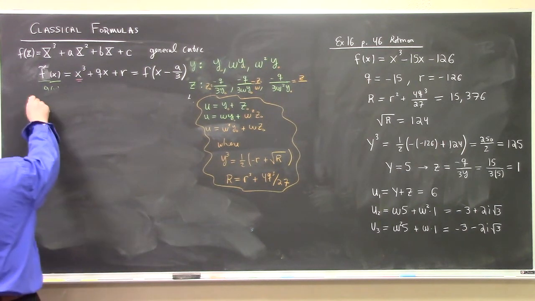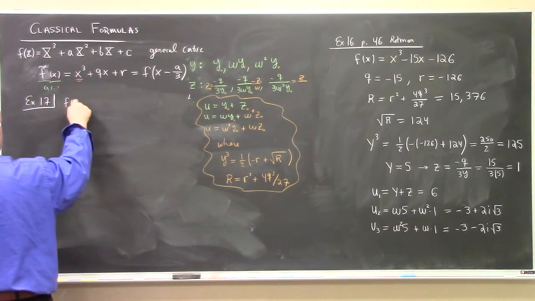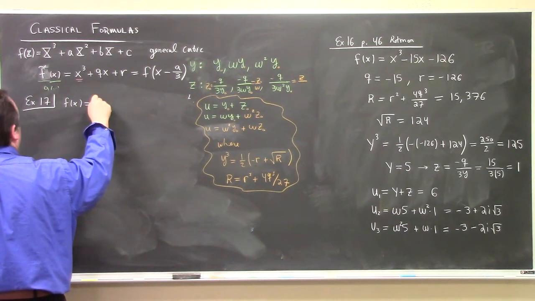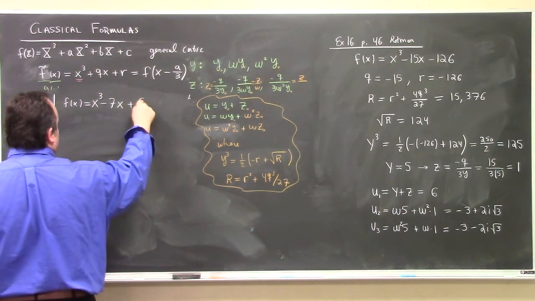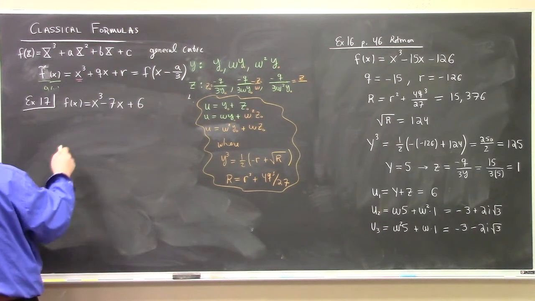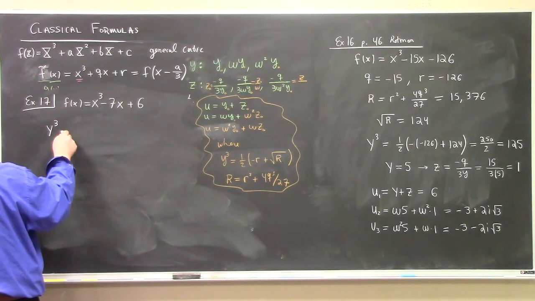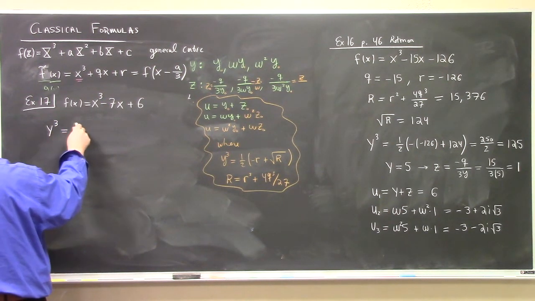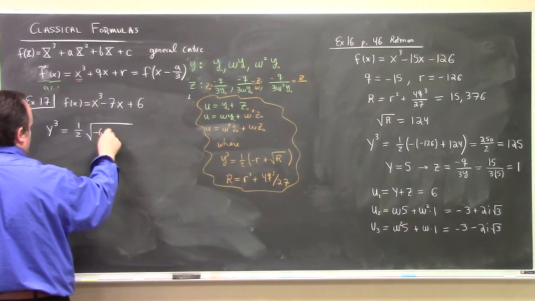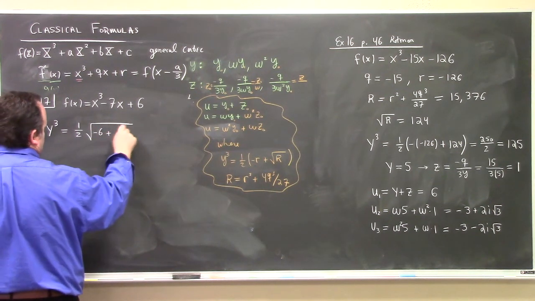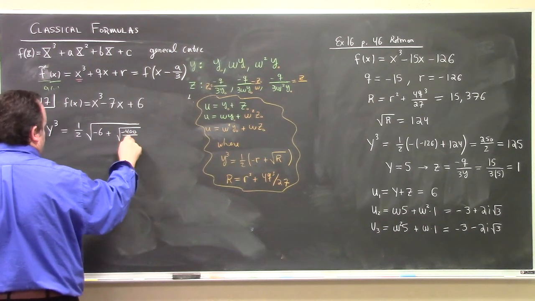Let's see here, so example 17. He gives f of x equal to x cubed minus 7x plus 6, all right? So this one, you get y cubed equal to 1/2 times the square root of minus 6 plus the square root of minus 400, over 27.